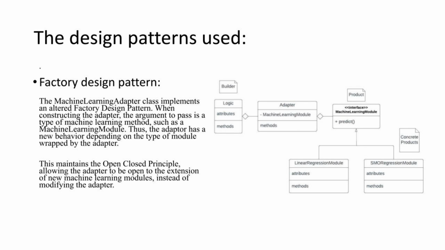The factory design pattern. In the machine learning adapter class, we implemented an altered factory design pattern. When the adapter is constructed within the logic class, a machine learning module is passed through as an argument, of which each module implements a different strategy. This creates a new behavior for the adapter depending on what module is wrapped by the adapter. This maintains OCP, allowing the adapter to be open to extension of new modules and closed to modification.